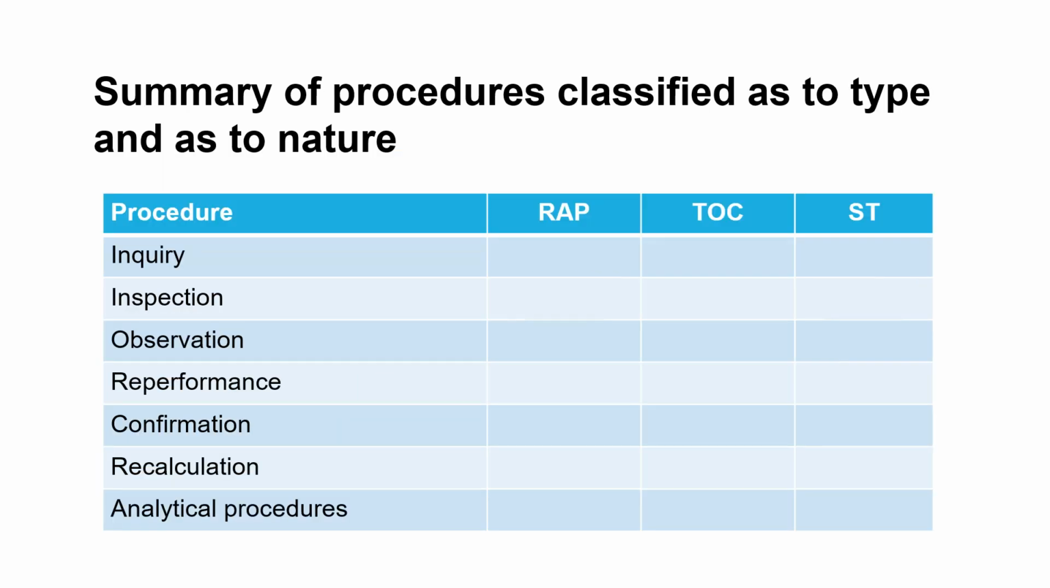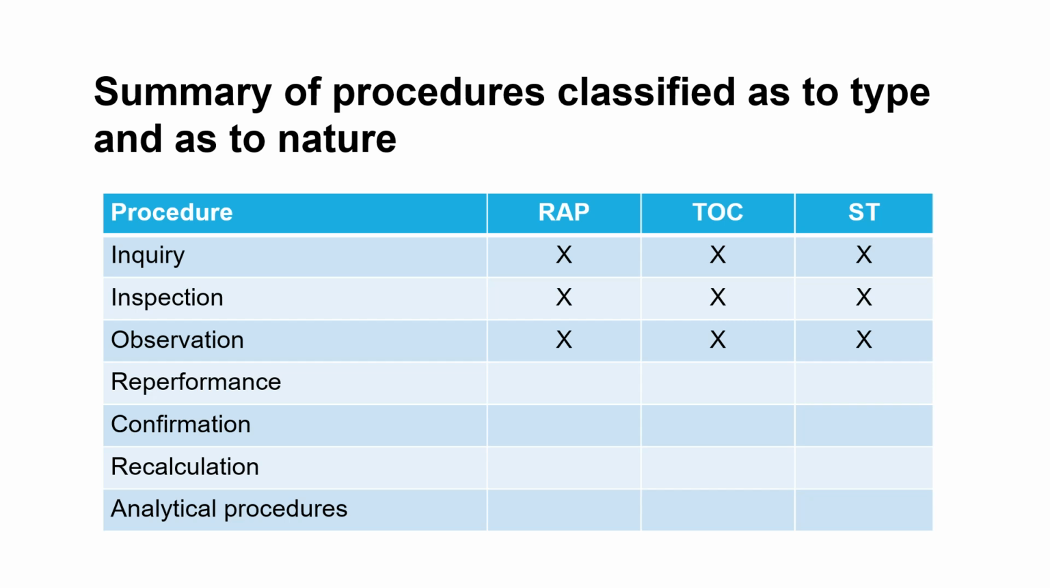Okay, so let's now give a summary of the procedures classified as to type and as to nature. Now, I always invoke the big three. The big three is IIO, inquire, inspect, observe, and I call them the big three because they are present in all three categories. Inquiry, inspection, observation, they can be performed as part of risk assessment procedures, they can be performed as part of tests of controls, and they can be performed as part of substantive tests, whether RAP or FAP. You may perform the big three.